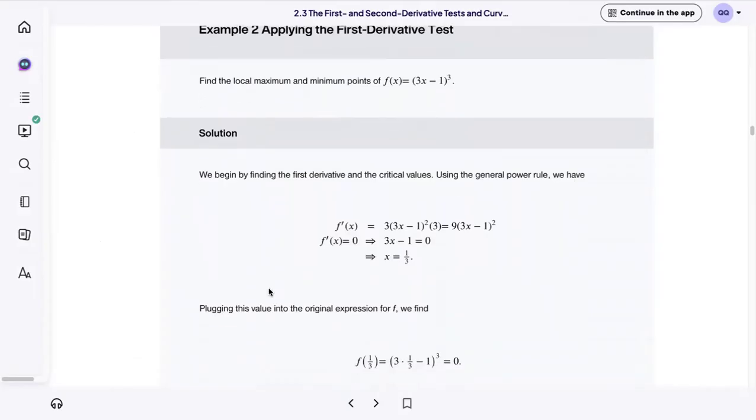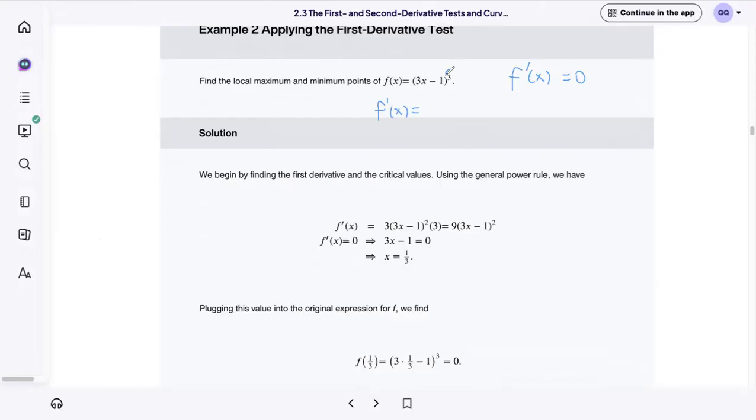Okay, let's see this one. Again, a similar question. We want to find the local maximum and local minimum. So we want to take a derivative of this function, then set it to 0 to solve for x. While taking the derivative of this, remember we have to use the chain rule.